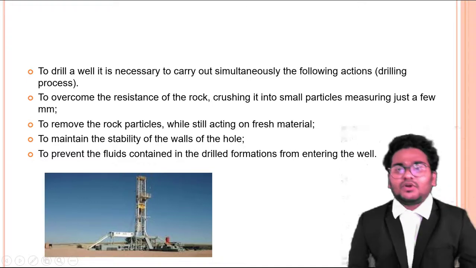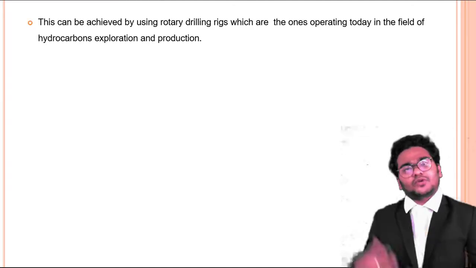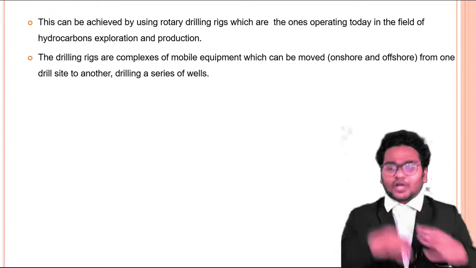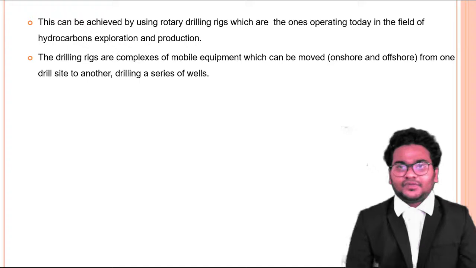For doing all these things, there are different types of drilling rigs. In onshore we will use different types of drilling rigs, and offshore we will use different types of drilling rigs. According to the particular formation, according to the particular area, everything will be set accordingly, so that it should be cost efficient.